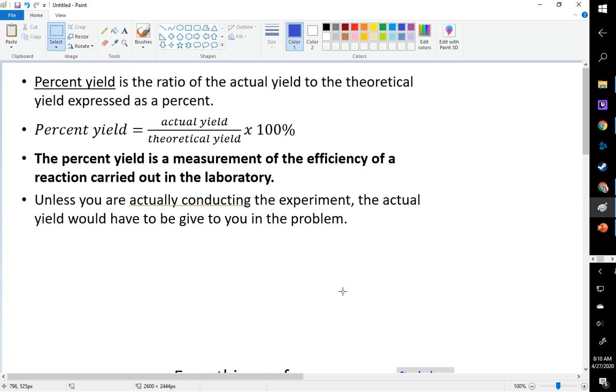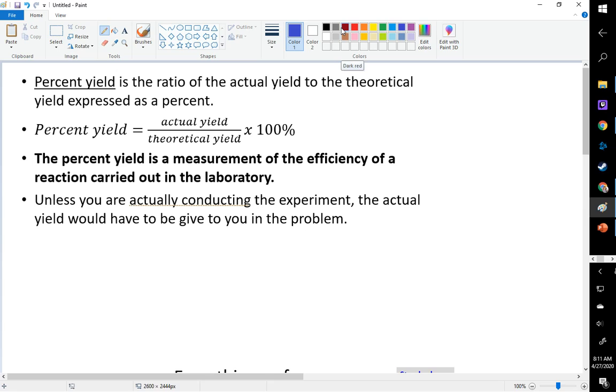Alrighty, guys. Next part to our lesson for today is the concept of percent yield. So, percent yield is a way to determine how good your particular reaction is. This particular equation that's on the screen is also on your cheat sheet, so you don't necessarily have to worry about memorizing it. But percent yield is the actual yield over theoretical.